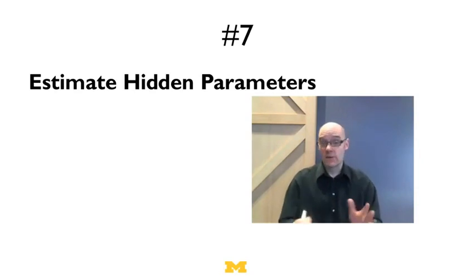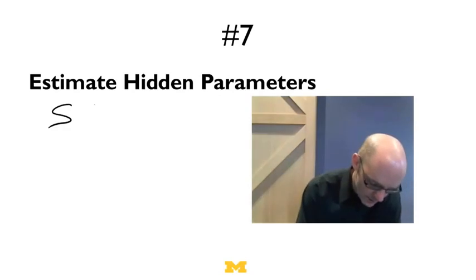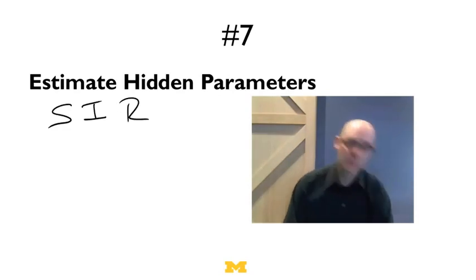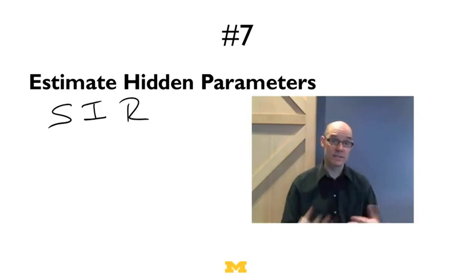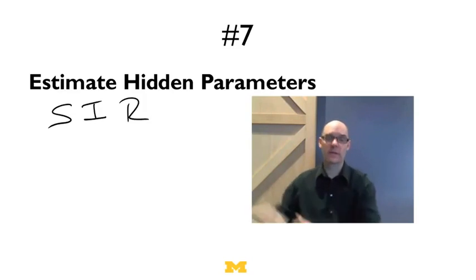So here's a classic model from epidemiology, the study of disease. It's called the SIR model. So there's three types of people. There's susceptible people, there's infected people, and there's recovered people. So if there's a disease, you could be susceptible to it, you could be infected, or you could be recovered. And when you're recovered, then you're immune if you're not going to get it again.